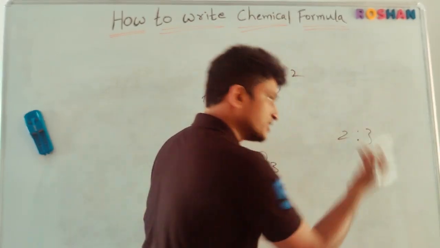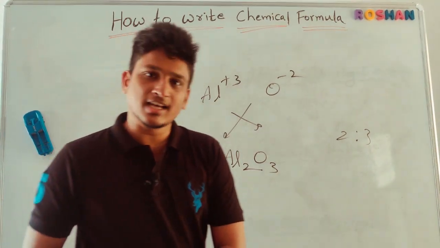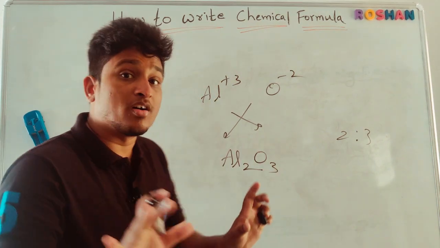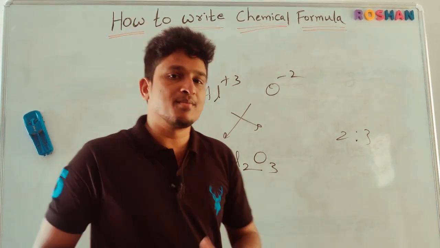What is the simplest ratio? 2:3 only. This is the formula directly. Yes sir, now got the clarity, students? Now see according to the neutralization how this compound is neutralized.